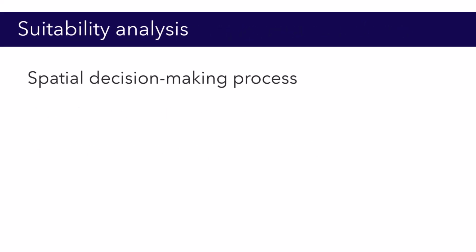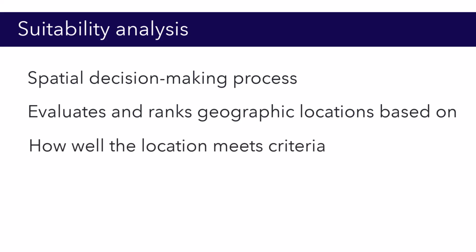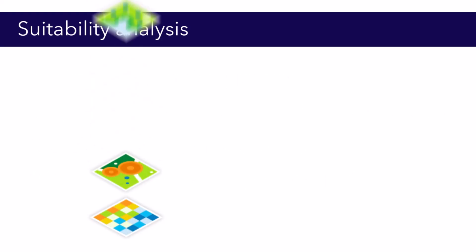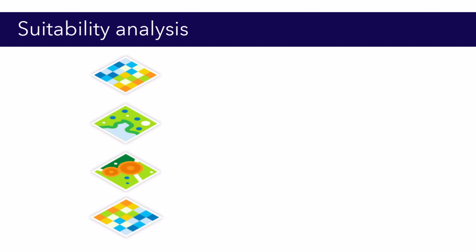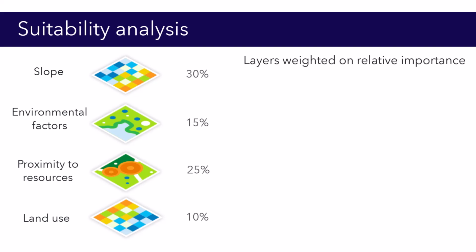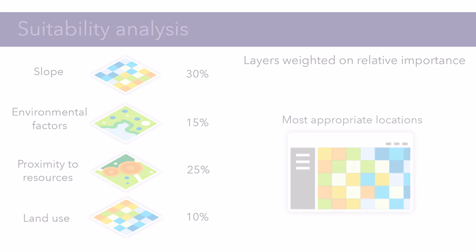Suitability analysis is a spatial decision-making process that evaluates and ranks geographic locations based on how well they meet specific criteria related to a particular purpose or activity. The technique typically combines multiple data layers, such as slope, land use, proximity to resources, or environmental factors, using weighted overlays to identify the most appropriate locations for objectives like site selection, conservation planning, or resource allocation.